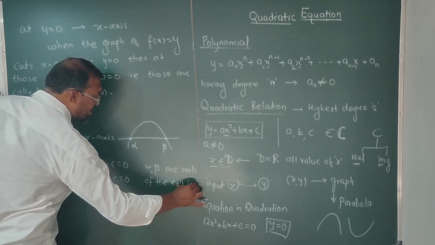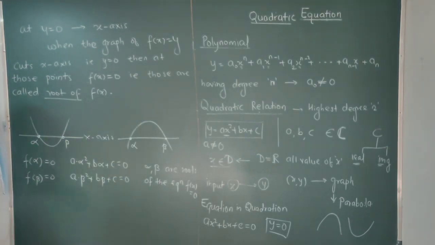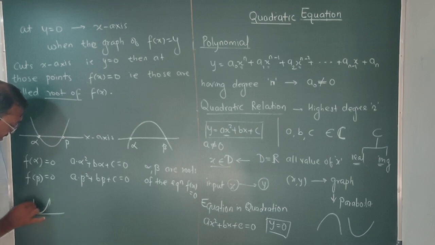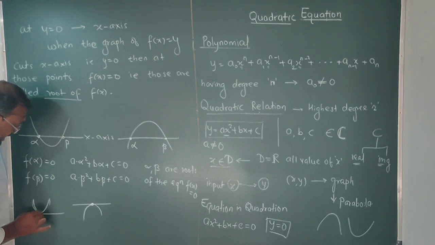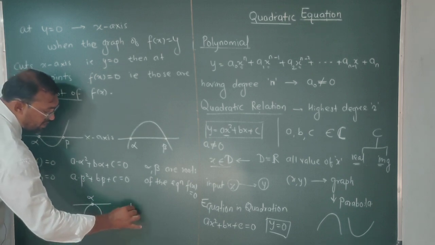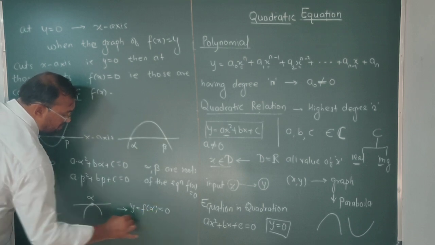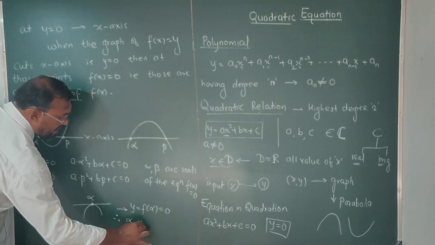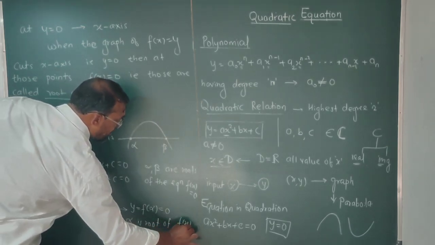f of x equal to 0. Equal to 0 is necessary because then it becomes an equation. Let us suppose it just touches the graph, then it doesn't matter if it touches or cuts, because at this point also it is touching the x-axis. So at this point the value of y is 0. So for this condition also f of alpha is equal to 0. So again we can say that alpha is a root of f of x equals 0.